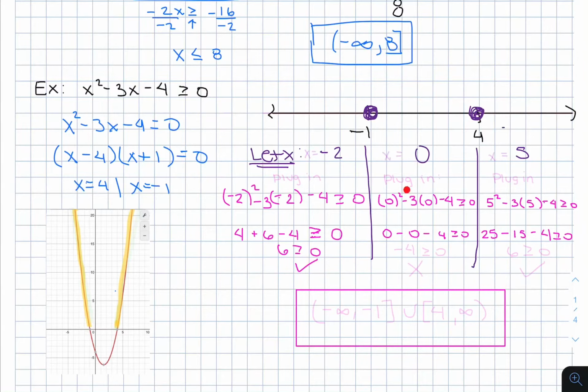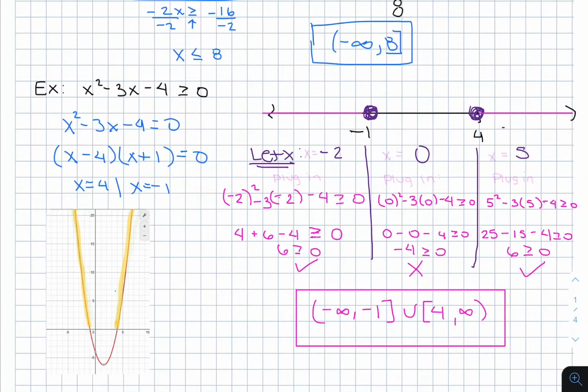So we get that -4 is greater than or equal to 0, which is not true, so this interval doesn't work. And then in this final interval, we get that 6 is greater than or equal to 0, which is also true. So the only intervals that work are from -infinity to -1 and from 4 to positive infinity. So let's write these intervals out. It's going to be from -infinity to -1, which is being included, and from 4 to positive infinity.